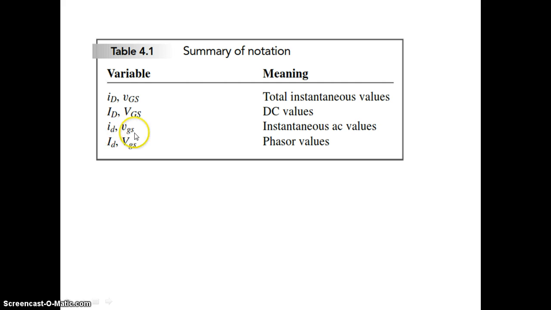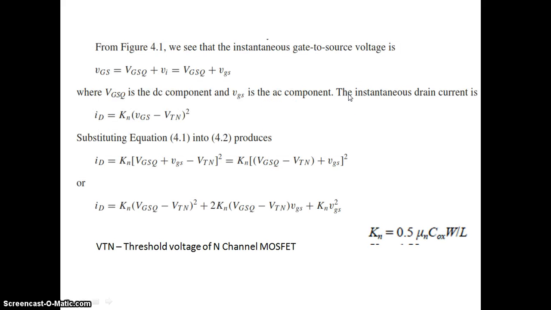Okay. So AC means all small letters, DC means all capital letters. Instantaneous means one small letter and one capital letter, the total of DC and AC. Okay, please keep with this. Phasor is represented as Id, Vgs, and this is how we have to represent it. Most of the time we won't be using it, so please be thorough with the first three. How to represent DC values, how to represent AC values, and how to represent the total instantaneous values.